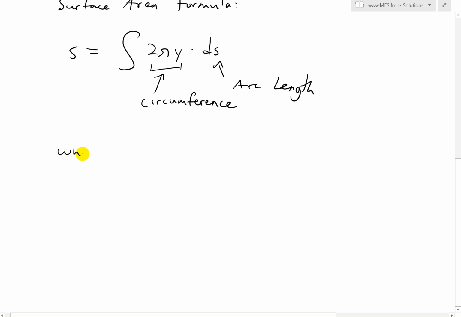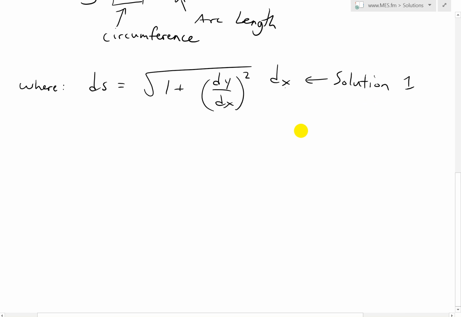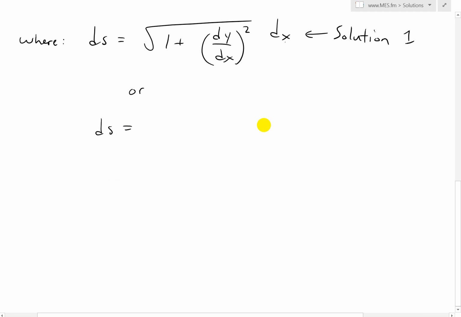And again, ds, like I explained earlier, is equal to the square root of 1 plus dy over dx squared, the derivative of y in terms of x, dx. This was using solution 1, my last video, where we wrote everything in terms of x. This is solution 1, and then in this video we're going to solve it a different way, which we'll call solution 2.